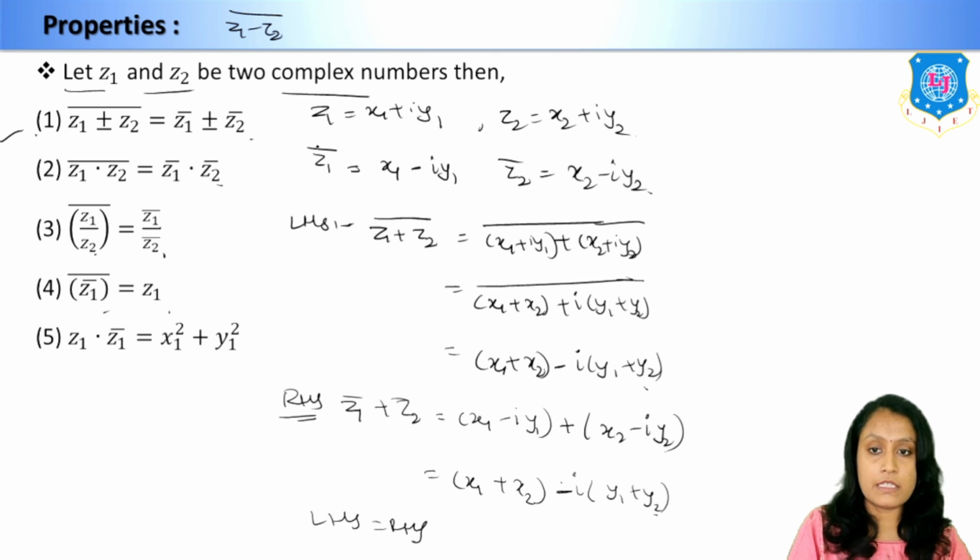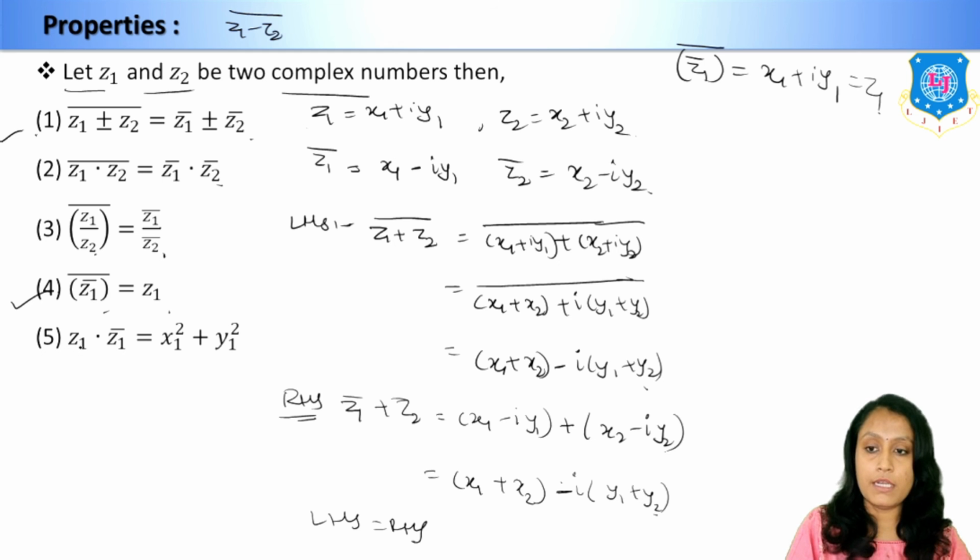Now z1 is this, its conjugate is x1 minus iy1. So again we have to find the conjugate of this, right? So here we have minus, so it will be plus, so x1 plus iy1. Now x1 plus iy1 is z1, right? So this is z1, so this is the fourth property.